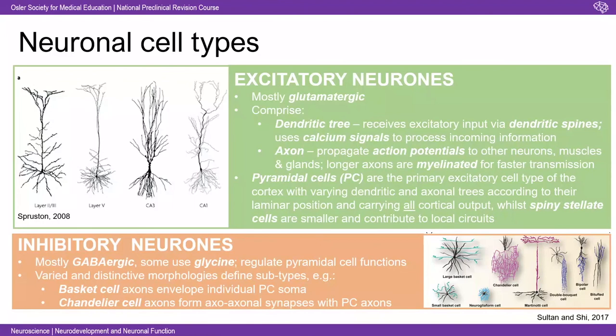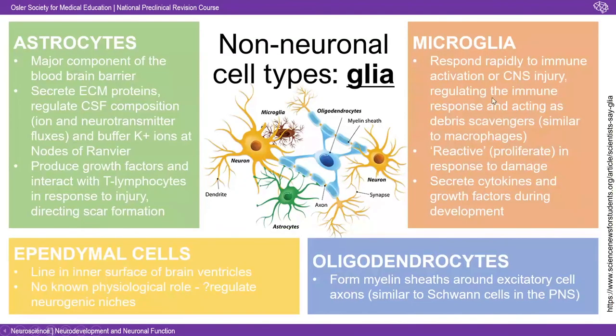And the names are quite descriptive. So you get basket cells, which sit around pyramidal cell somas like a basket. Get chandelier cells, which I assume look like chandeliers. And there's no need to know those in great depth, but they are very varied. You then get your non-neuronal cell types.